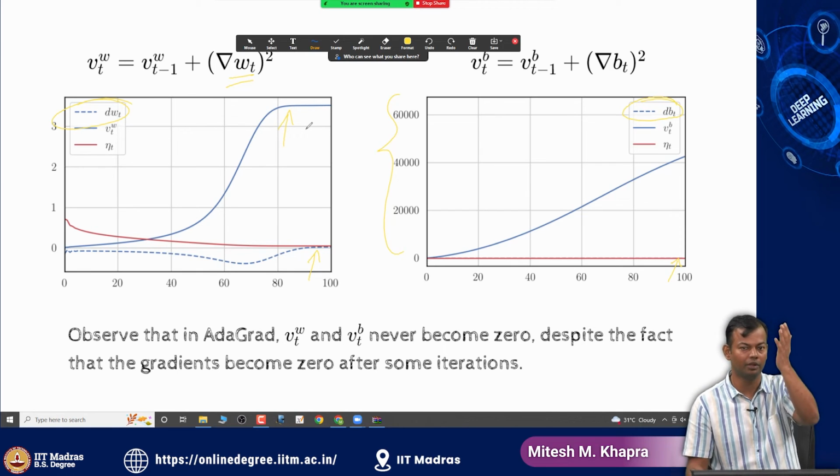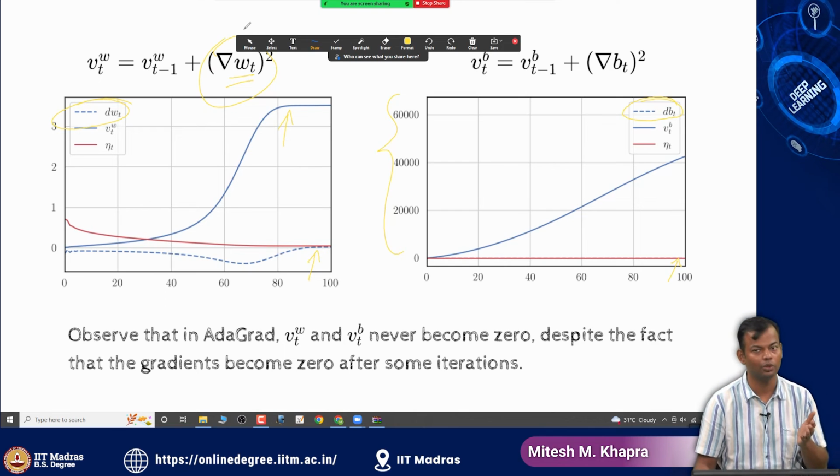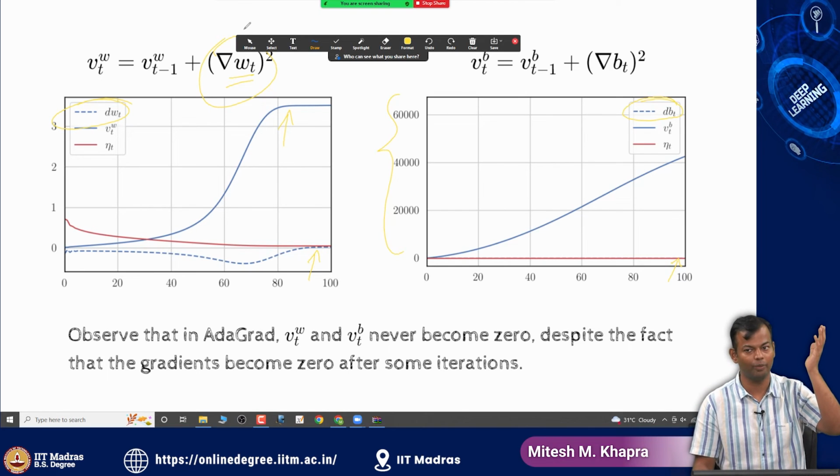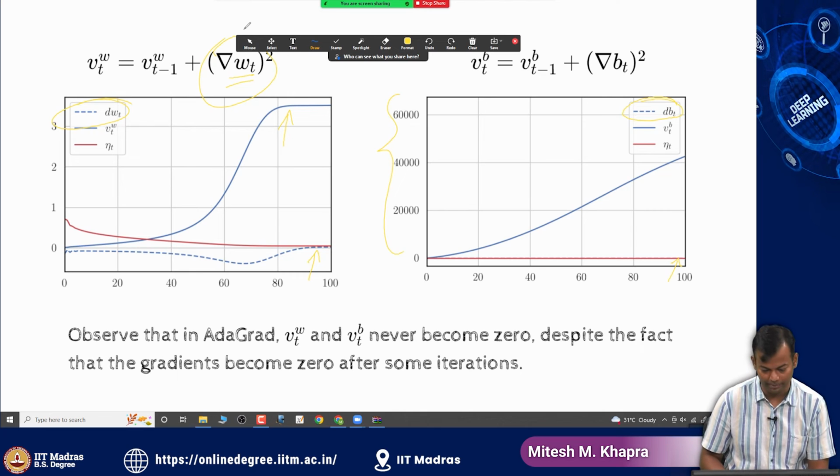Because it's a running sum. You're continuously summing it up. So even if the new terms that are getting added are zero, you still have the previous terms which you had accumulated in the sum. So your history is going to remain large, right? So that's what is happening here.